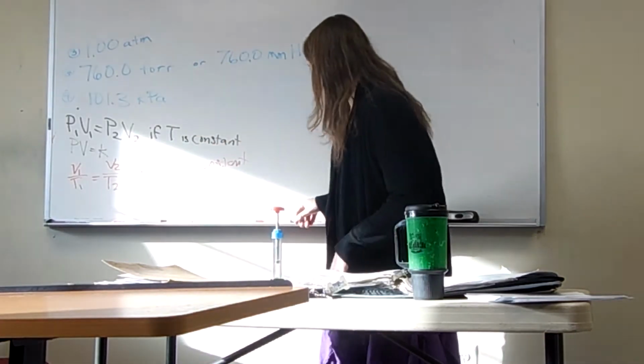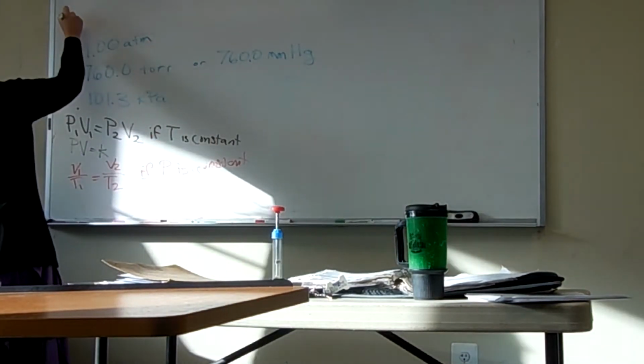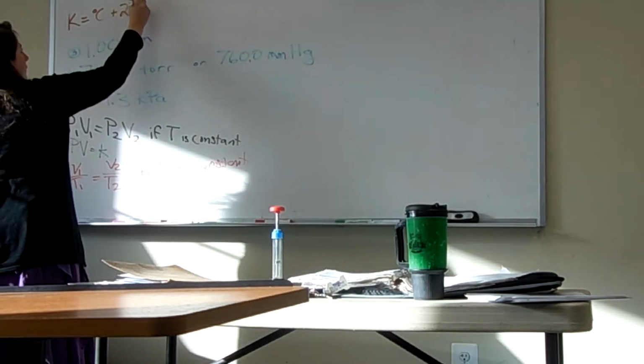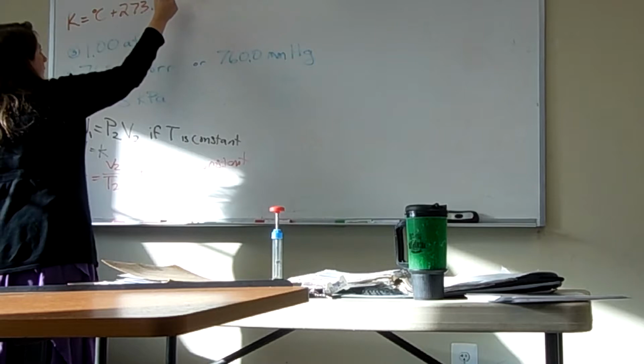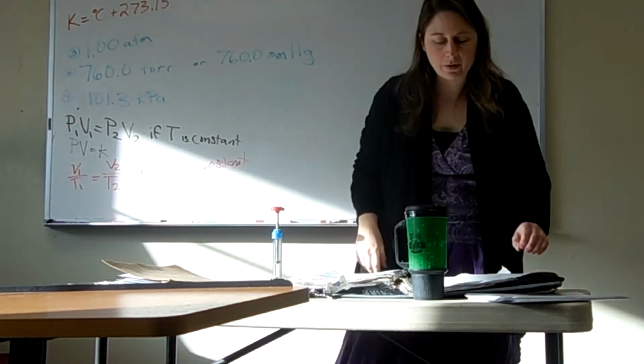So how do we convert from Celsius to Kelvin? Celsius plus 273.15. Okay, so Kelvin is just Celsius plus 273.15.